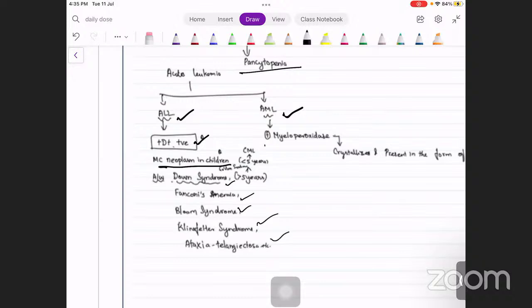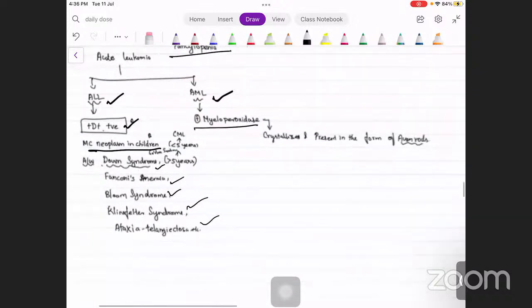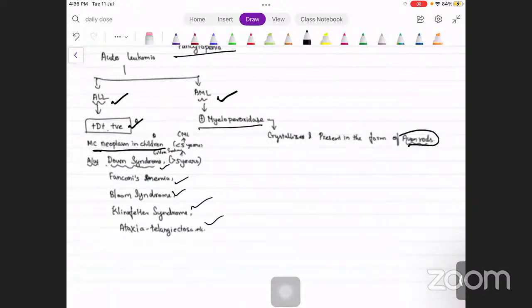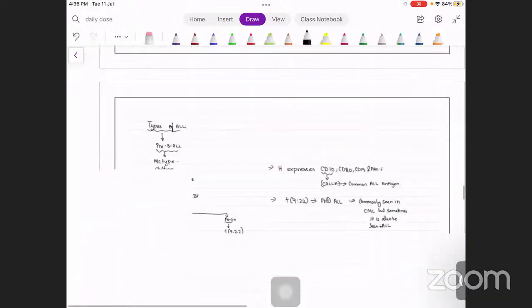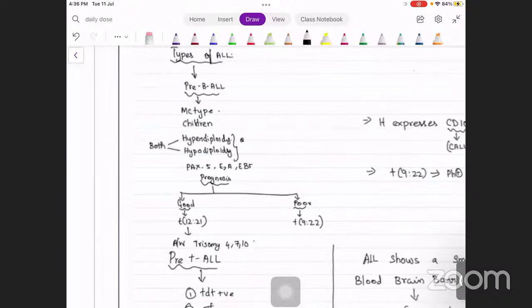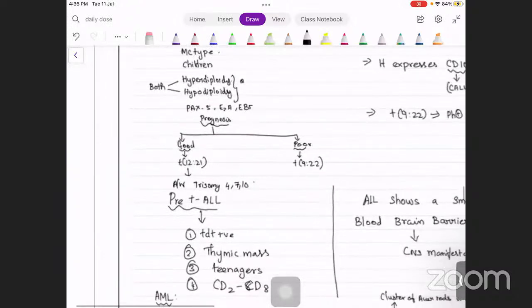While AML is positive for myeloperoxidase, where it crystallizes and is present in the form of Auer rods. So what are the types of ALL? We have pre-B ALL, which is the most common type. Good prognosis is associated with the T(12;21), while poor prognosis is associated with the T(9;22).